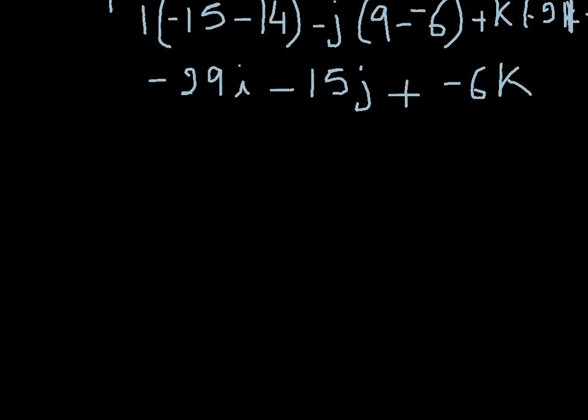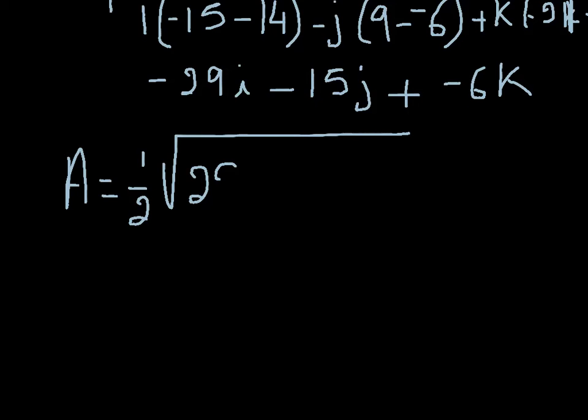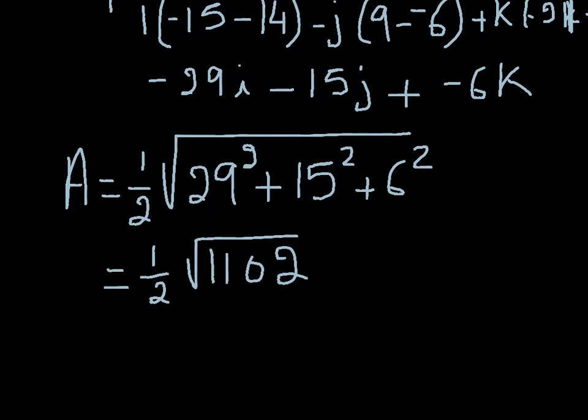Now to finish up, the area is 1/2 the magnitude: square root of 29 squared plus 15 squared plus 6 squared. I want you to multiply it out and add them up, but I do not want you to reduce the radical. So leave them in radical form. The area is square root of 1102 divided by 2. This does not reduce. You don't need to give me a decimal. This is fine. Just leave it alone.